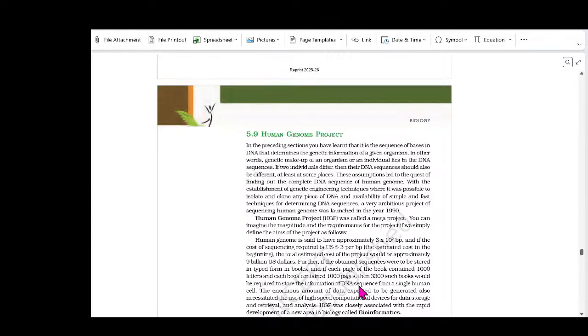The enormous amount of DNA data expected to be generated also necessitated the use of high-speed computational devices for data storage, retrieval and analysis. HGP was closely associated with the rapid development of a new area in biology called bioinformatics.